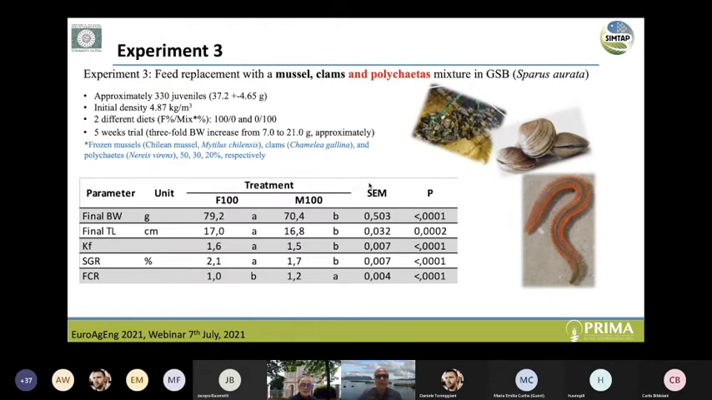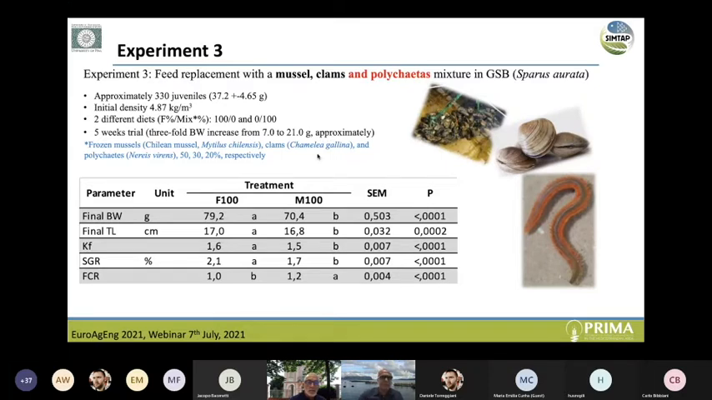Experiment 3, we added to our diet one more ingredient, mussels, clams, as we saw in experiment 2, plus polychaetes. The ratio was 50% mussels, 30% clams, 20% polychaetes. Even in this case, we performed just 2 groups with 3 replicates, in which one group was fed only aqua feed, commercial feed, and one group only our mixture. This trial is still ongoing. We are still collecting data and feeding these fish with this diet.